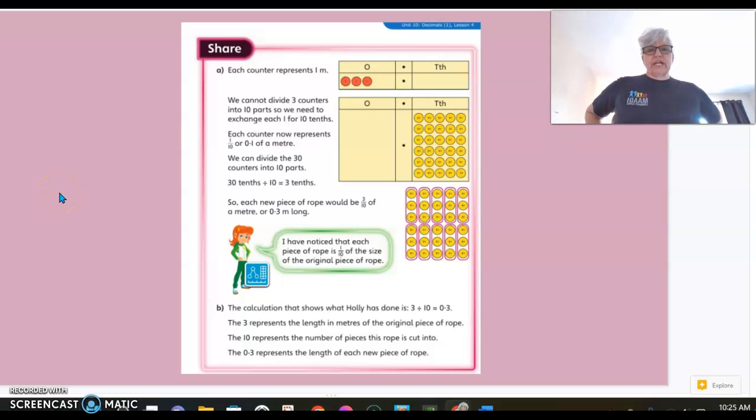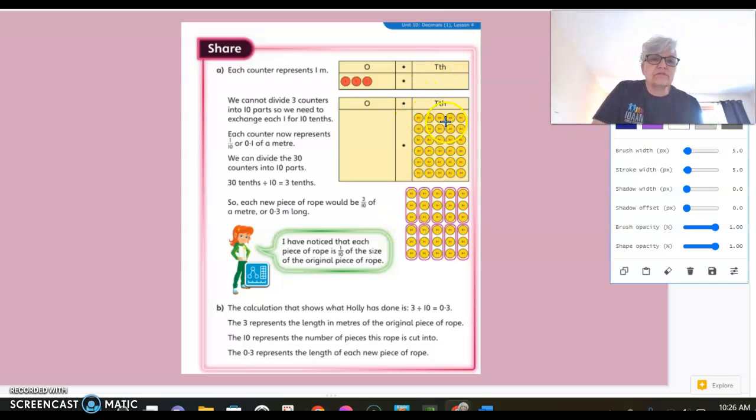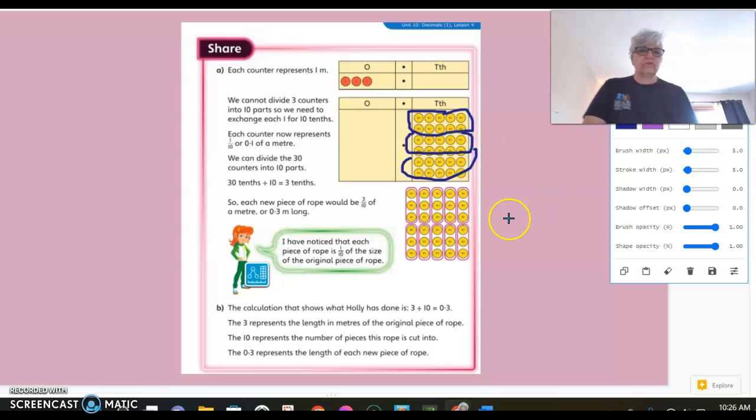All right, so we're going to share now together our answers. Each counter represents 1 meter. So we've got 3 counters in the ones space and nothing in the tenths in the top part of our place value chart. We can't divide these 3 counters into 10 parts, so we need to exchange each one for tenths. And for each one, we need to have 10 tenths. You can see those. So this is for your first one, and then your second one, there's 10 in each group, and for your third one, there's also 10 in each group.